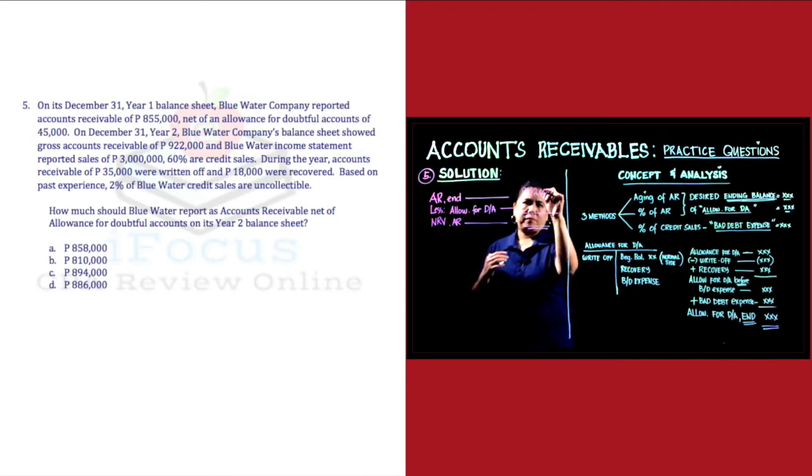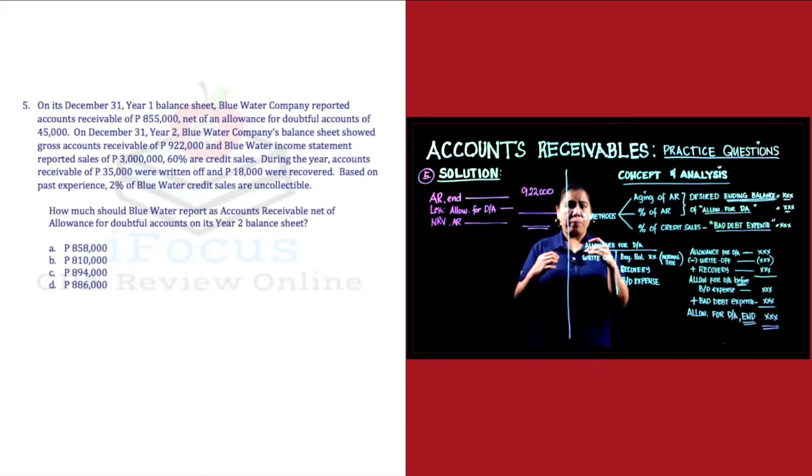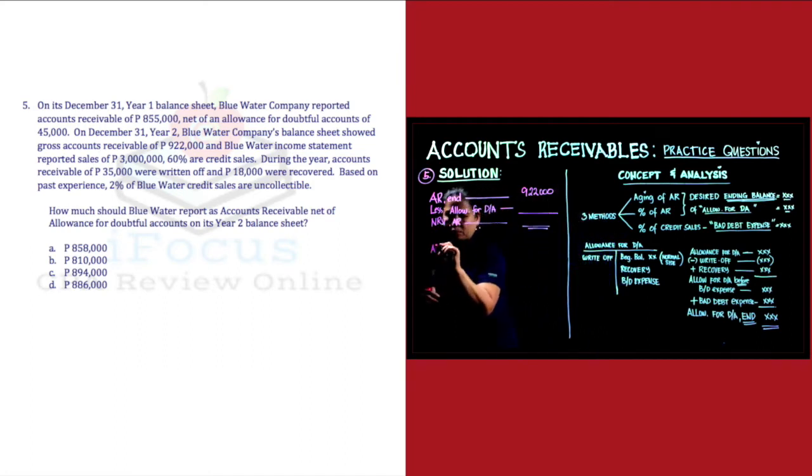Alright? Now, magkano kaya ang ating allowance for doubtful account? In Blue Water income statement reported sales of 3 million, 60% are credit sales. During the year, accounts receivable of 35,000 were written off and 18,000 were recovered. So to be able to solve for the ending balance of our allowance for doubtful accounts, mag-uumpisa tayo sa beginning balance ng allowance for doubtful accounts. Alright?